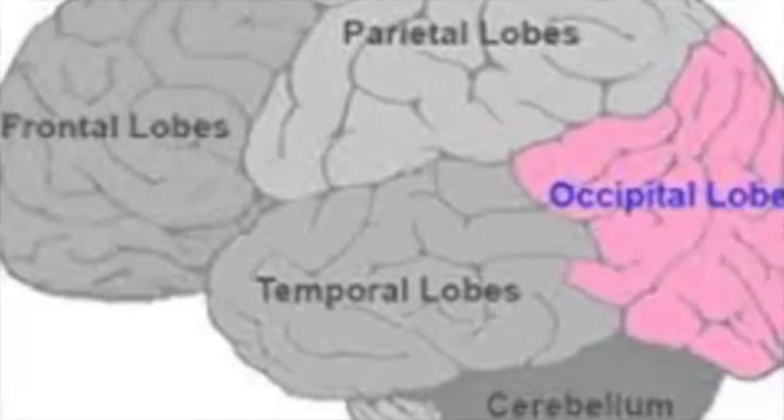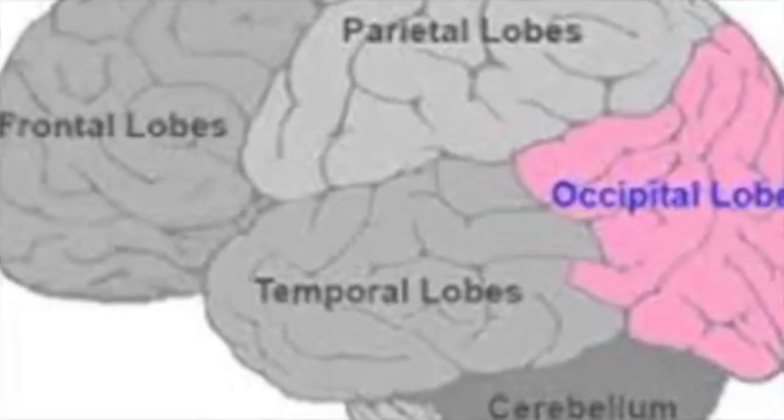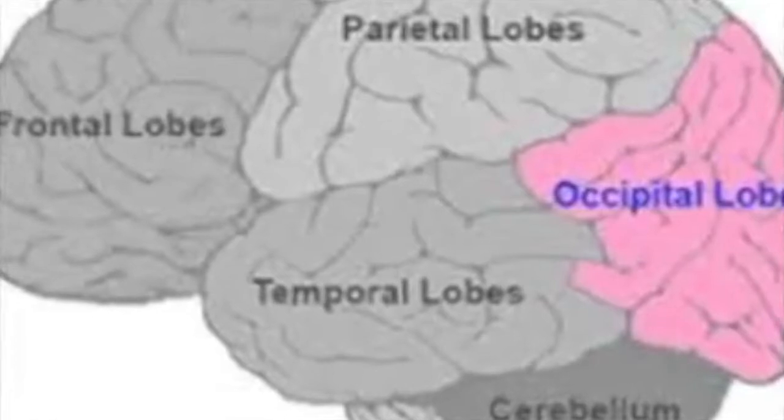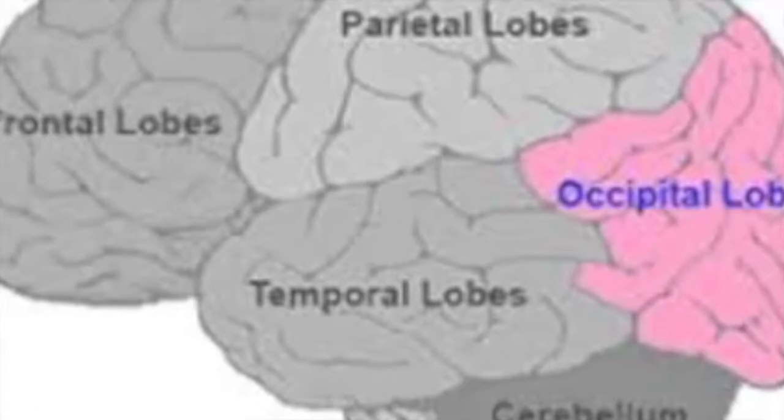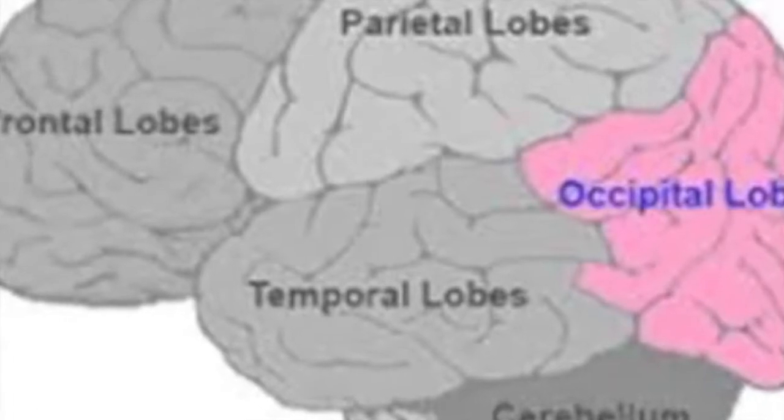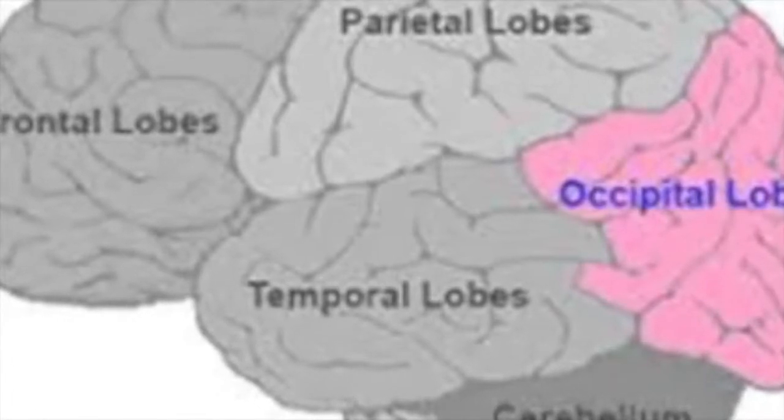The occipital lobe translates and processes that information and sends it to the other parts of the brain so we can respond. The occipital lobe is very important because even if your eyes were working properly, without your occipital lobe, you would have no way of understanding the information gathered from your eyes.